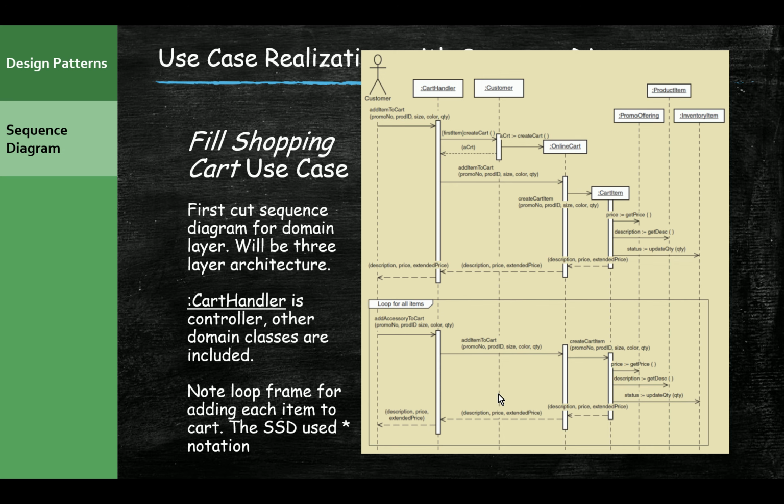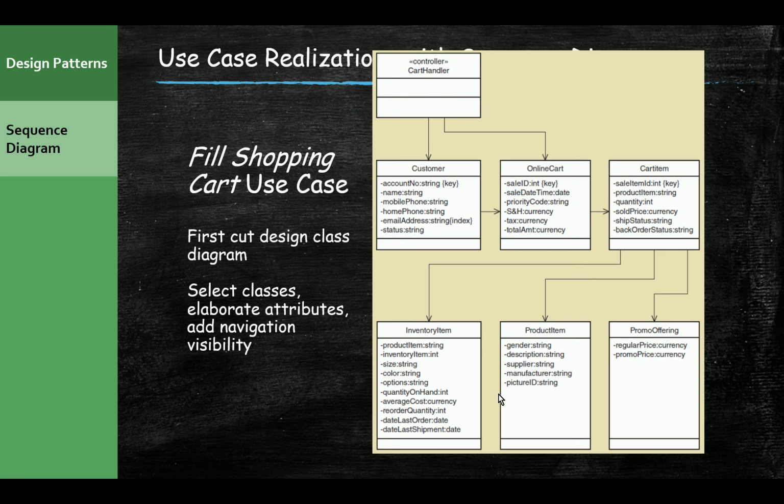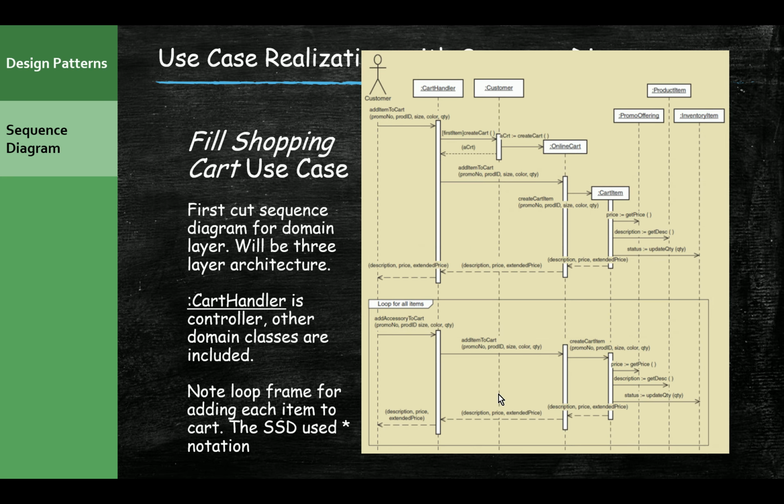So we have our cart handler, our customer, online cart, cart item, promo offering, product item, and inventory item. And if I take a step back real quick, you'll see that all of the classes that we know are involved in the fill shopping cart use case are shown on our design class sequence diagram.